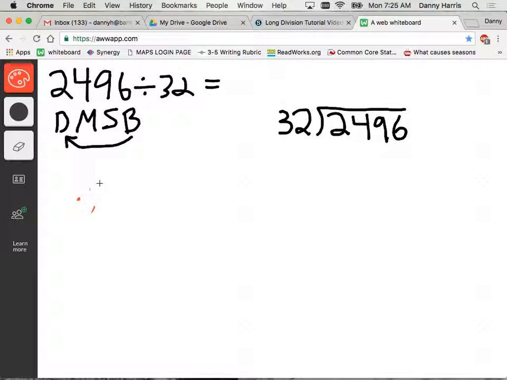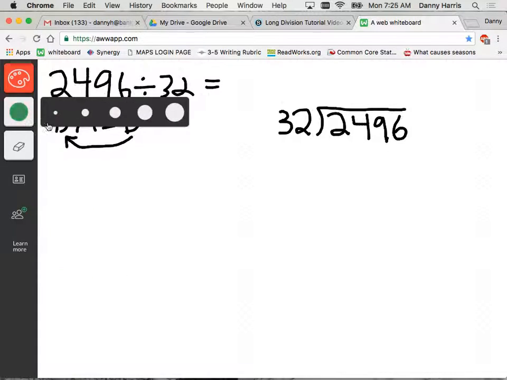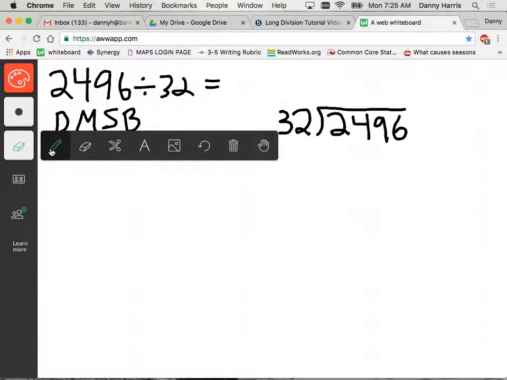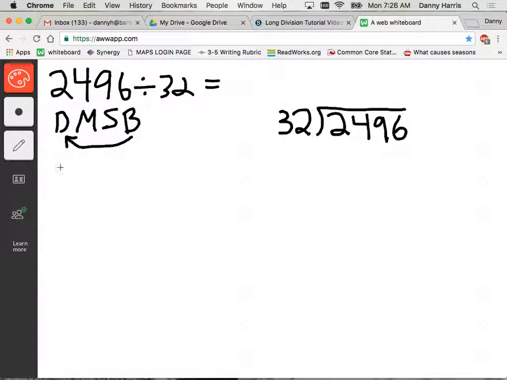Also, please note on your scratch paper or on your page when you're solving these problems, you don't need to erase the stuff that didn't work. I'm just doing that because I only have this small amount of room, so it's probably easier for you if you don't do that. So let's try 7 groups of 32.